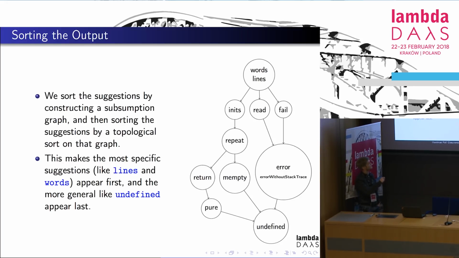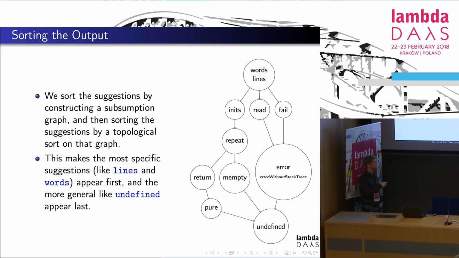So this graph works like, if something is subsumed by something else, it has a link to it. So words is subsumed by inits and read and fail. Repeat subsumes inits. Empty subsumes repeat, and return subsumes repeat. And what we do is then we do a graph sort. So things which have links to things that are later in the graph become earlier in the list. That's one way of ranking it.